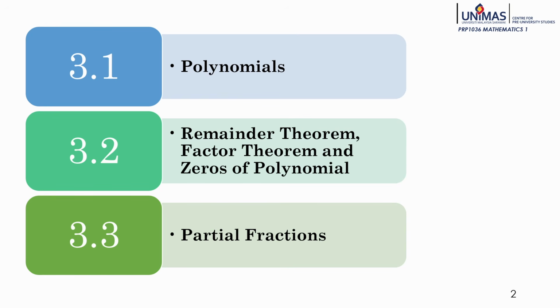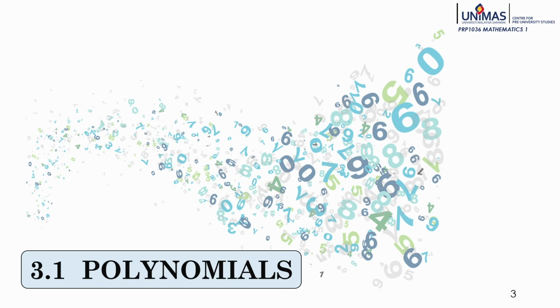In this learning unit, we have three subtopics. The first one, 3.1, is polynomials. The second one, 3.2, is the remainder theorem, factor theorem, and zeros of polynomials. And the last one, 3.3, is partial fractions. Let's see the first one, 3.1, polynomials.